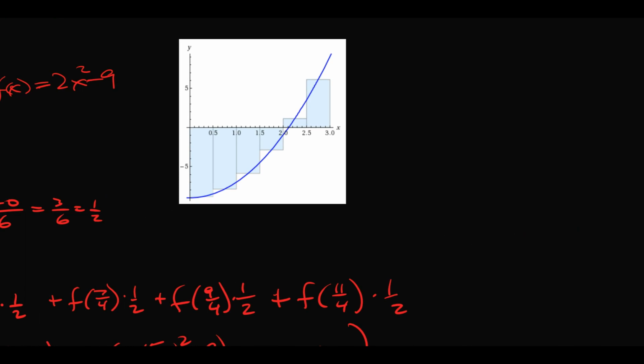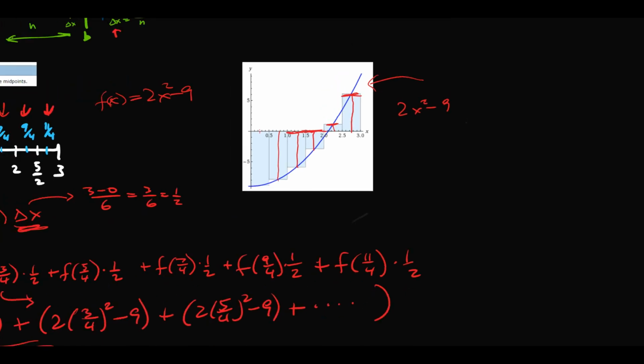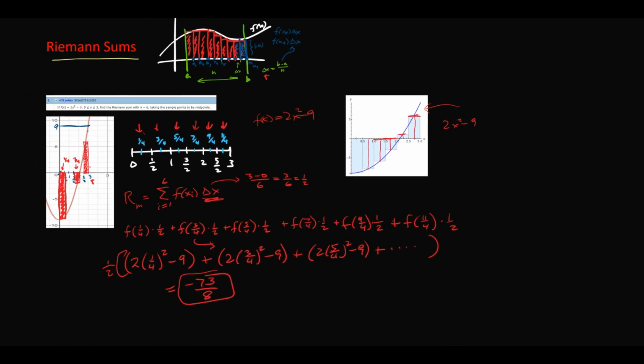Now, these are your rectangles here, and the blue graph here is your 2x squared minus 9. And then the midpoint ones. See, look, this is the midpoint of this little interval here, midpoint of this little interval here, midpoint. So the midpoints of the intervals are going to determine the height of the rectangles, like that. All right, so that's how you do that kind of problem. The other type of problems are much harder.